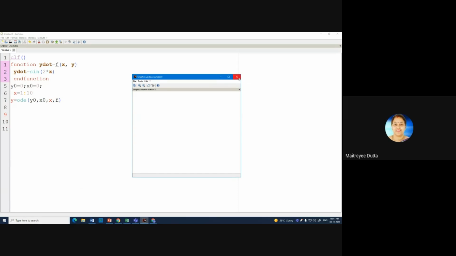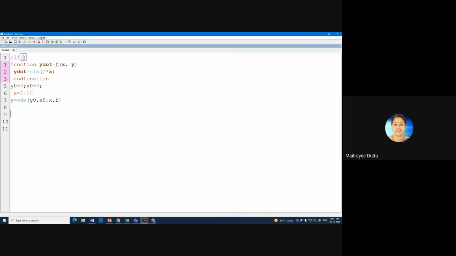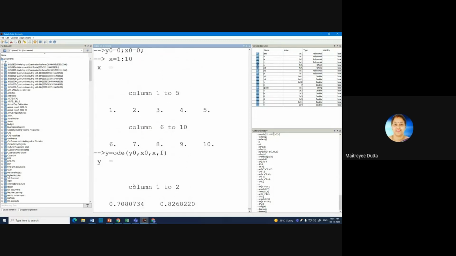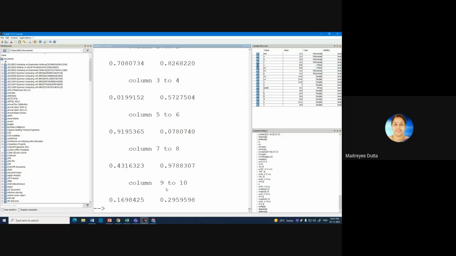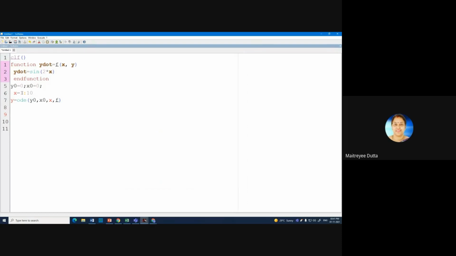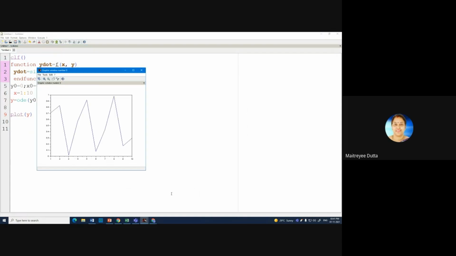only 4 values or some values you must be getting. Let me just see what the values are. So this is the value you are getting, for 1 to 10. Since we have given x equal to 1 to 10, y values also, 10 values you will be getting. Now if you give plot y, you can see that only 10 values it will plot, right?